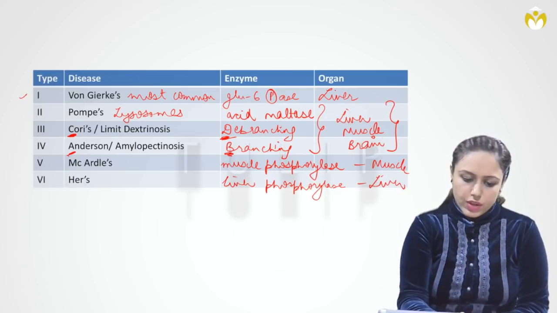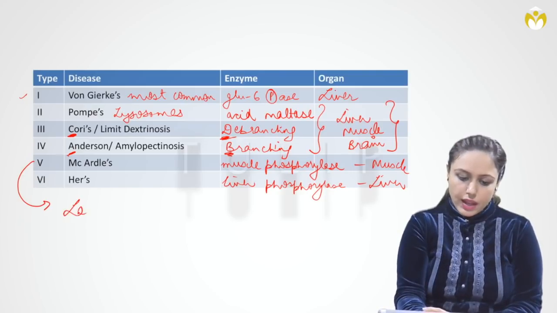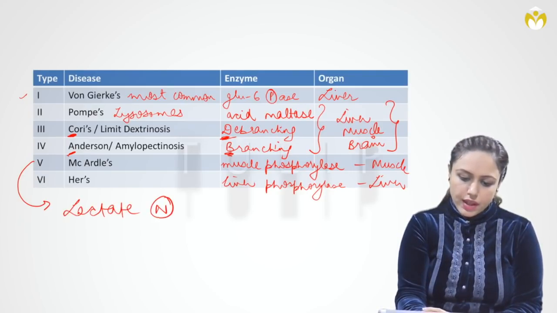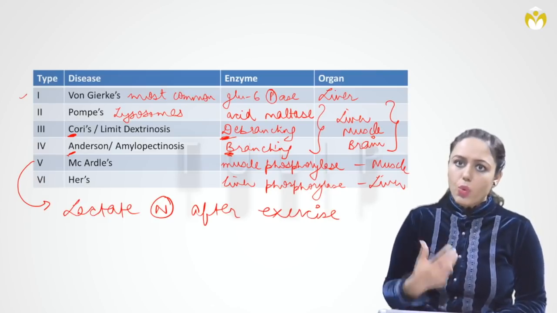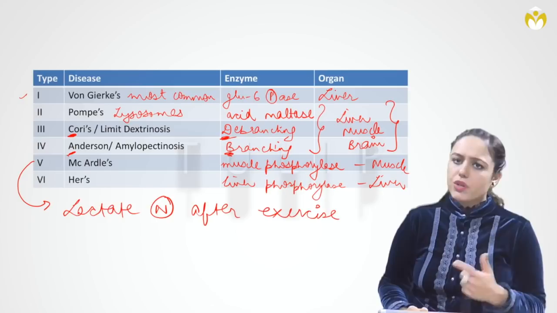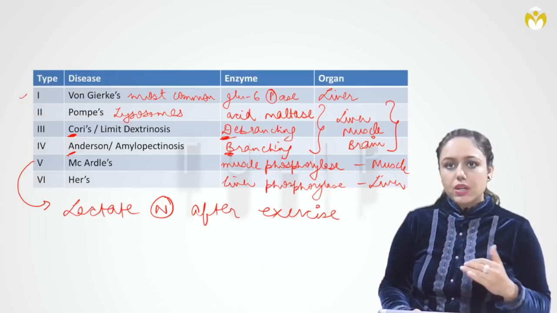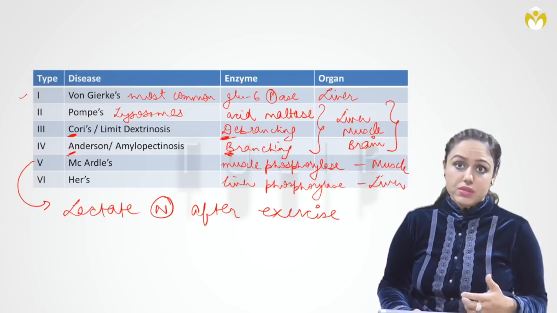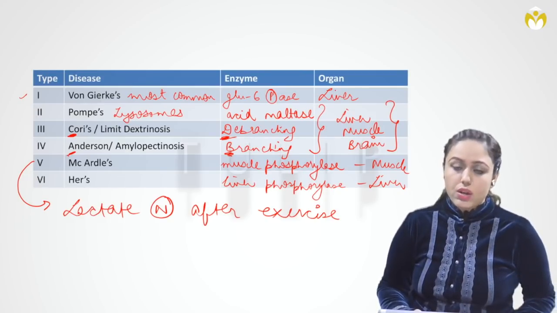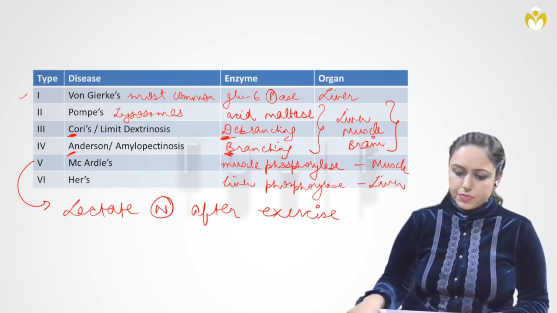Now, one very good confirmatory diagnostic point for type 5 McArdle's disease is that lactate is normal after exercise. In a normal person, like you and me, if we do exercise, then our blood lactate levels will be increased, right? Because of the Cori cycle. But if this patient does exercise, then lactate levels will not be increased because the very first enzyme to break down glycogen in muscles, that is muscle phosphorylase, is not there. So glycogen is not broken down, glucose is not released, so lactate is not formed, right?